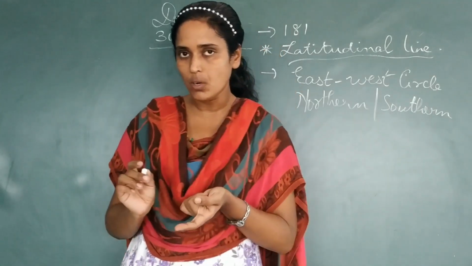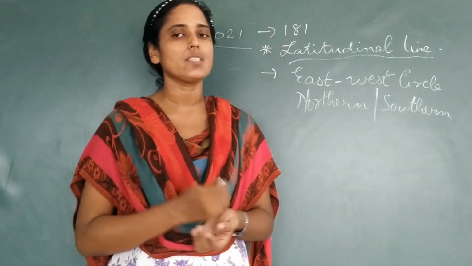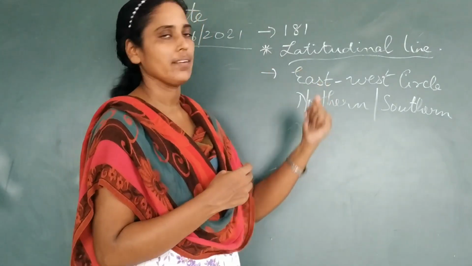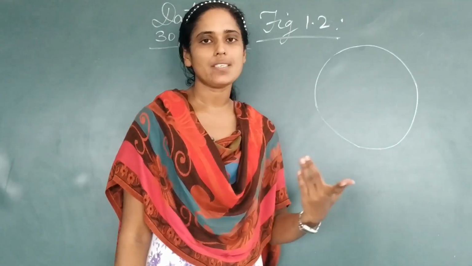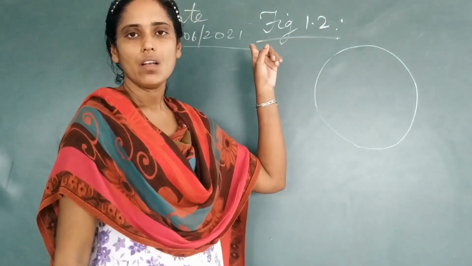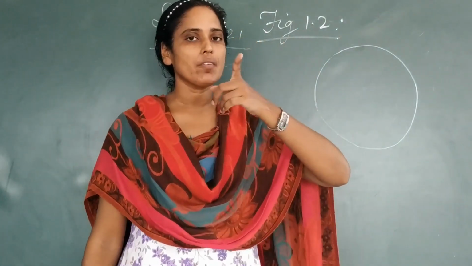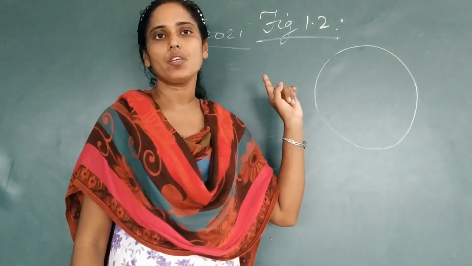So students, open your notebooks, write today's date, it is 30th June 2021, and write down the heading latitudinal line, and you'll draw the figure along with me. So students, we'll start drawing the figure. We'll write the heading, already I've done it, and write down here figure 1.2. First we will draw the primary basic diagram of the solar system. Now we'll draw this figure for the latitudinal lines.